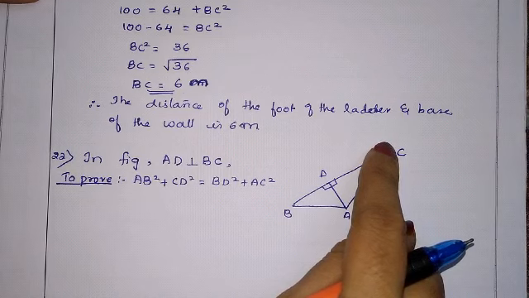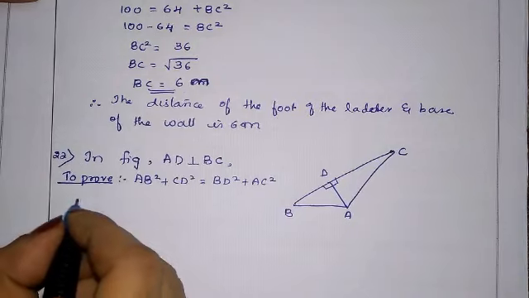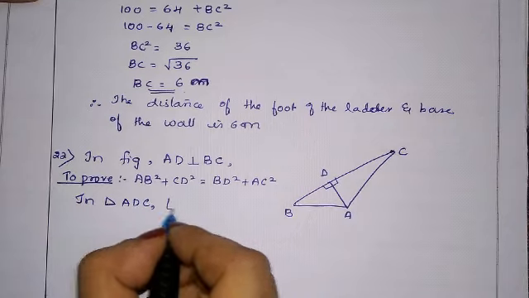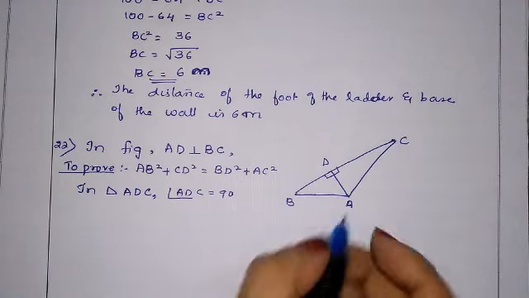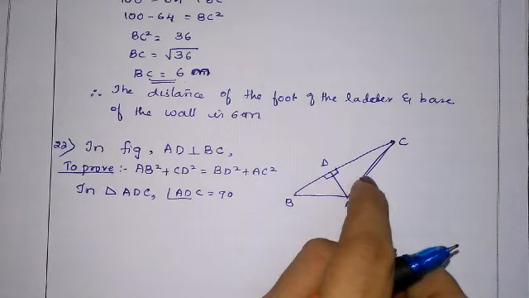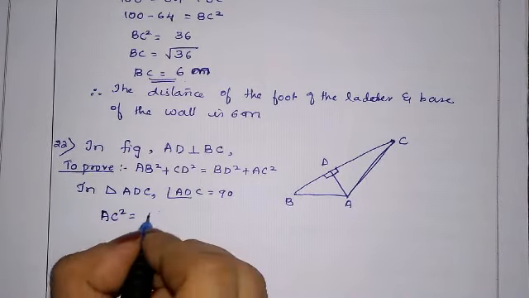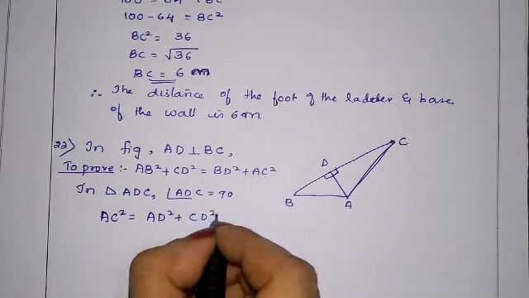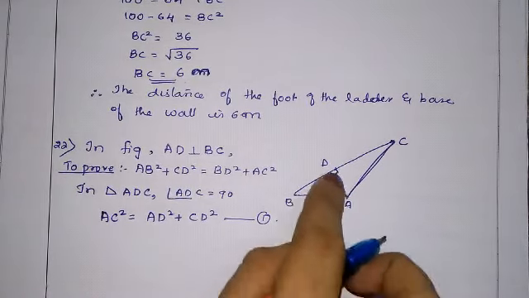Okay, how will we do it? In triangle ADC, we know it is 90 degrees. ADC is 90 degrees. By Pythagoras theorem, the side opposite the 90 degree angle is the hypotenuse. We should always remember this. This is 90 degrees, so this is the hypotenuse. By Pythagoras theorem, AC square is equal to AD square plus DC square, or CD square, whichever you want, you can write. Equation 1.